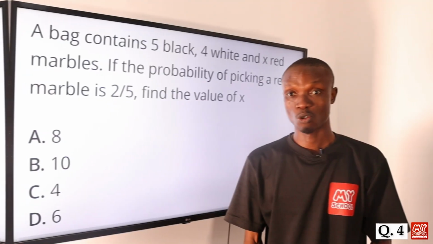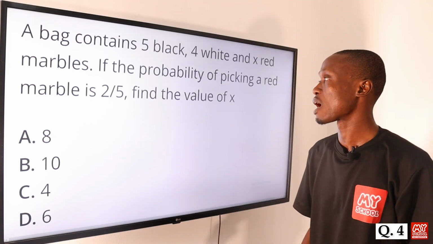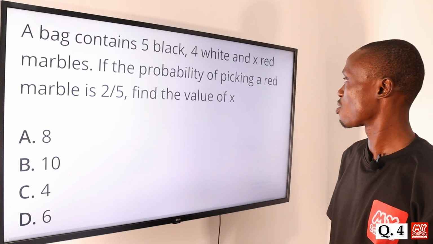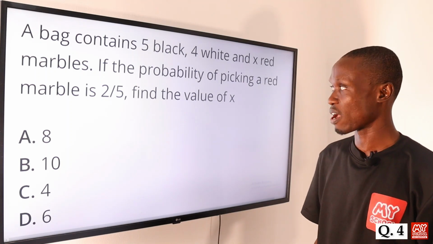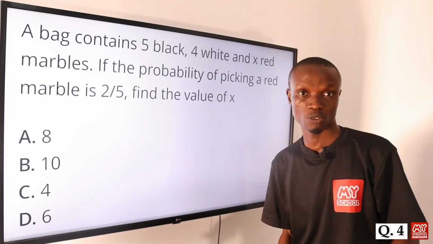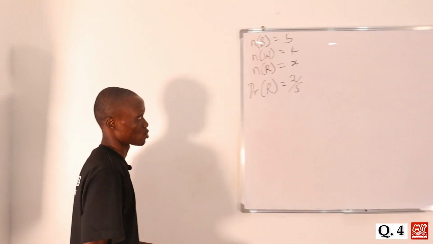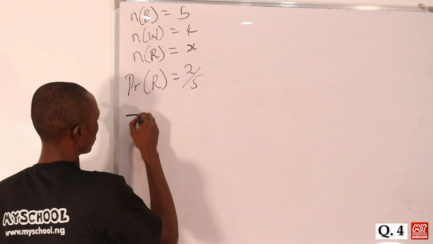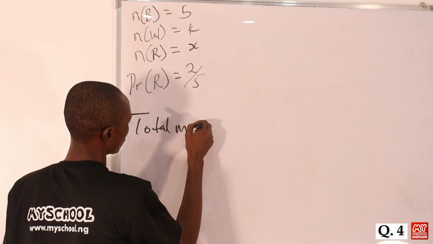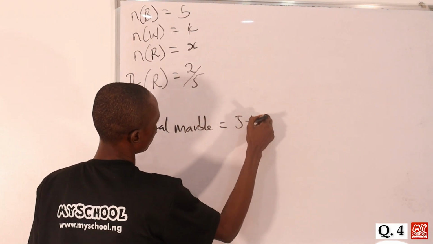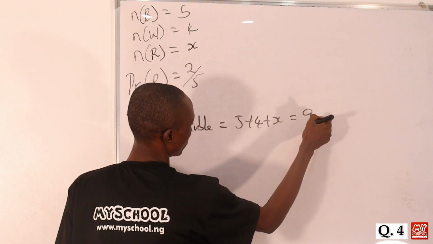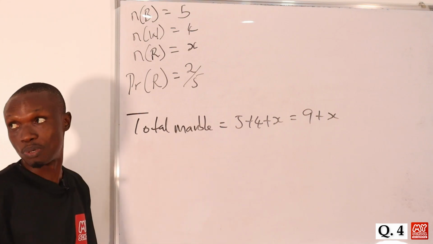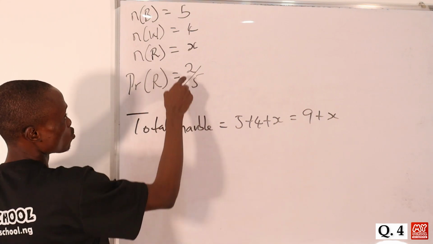Question 4. A bag contains 5 black, 4 white, and x red marbles. If the probability of picking a red marble is 2 over 5, find the value of x. So let's move over to the board to provide an answer to this question. First thing first is to find the total number of marbles. So total marbles will be equal to 5 plus 4 plus x, and this will be equal to 9 plus x.